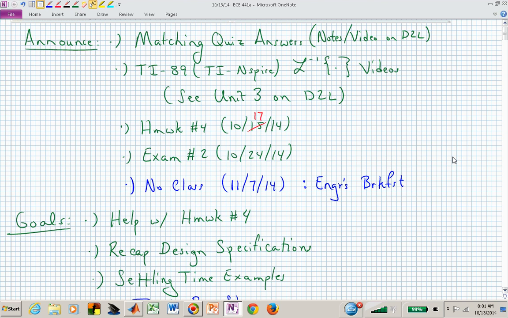Homework 4, you probably have enough information to do it, but I'm going to go ahead and delay it a couple of days, so it's due on Friday. That hasn't happened yet on D2L. I don't have access to D2L today, but hopefully I will later in the day. But since you came to class, that's your insight into homework number 4.